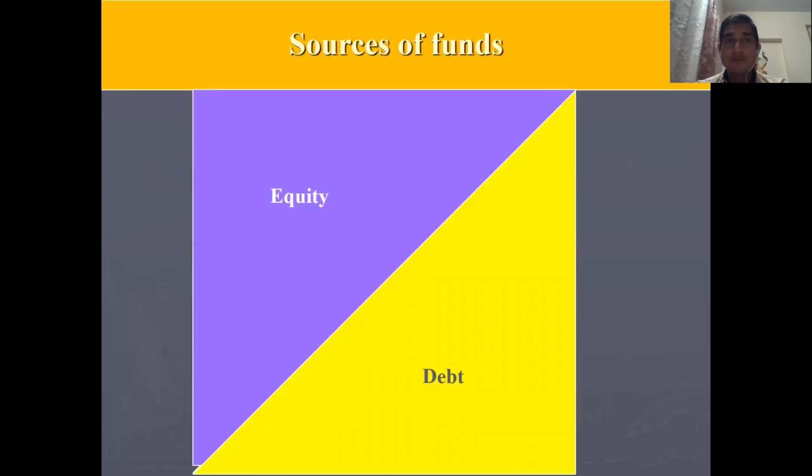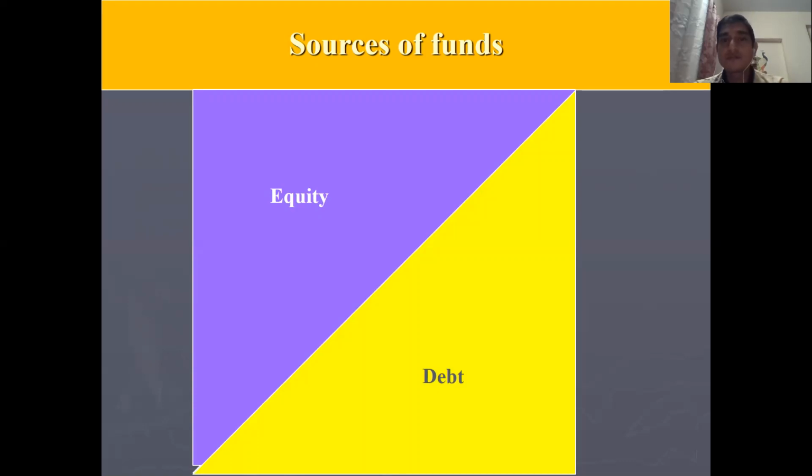Now going to the second point, what are the various sources of funds a firm generally goes for? There are broadly 2 sources of funds. One is equity and the second one is debt. Equity means the firm floats shares in the primary market, and the people who are interested in investing in that firm purchase those shares. These shares obviously can be traded in the secondary market. So this is one way of raising funds.